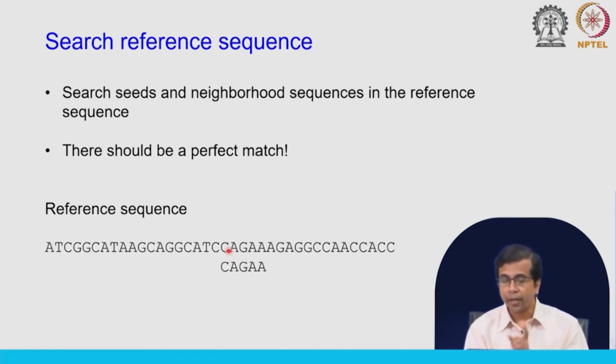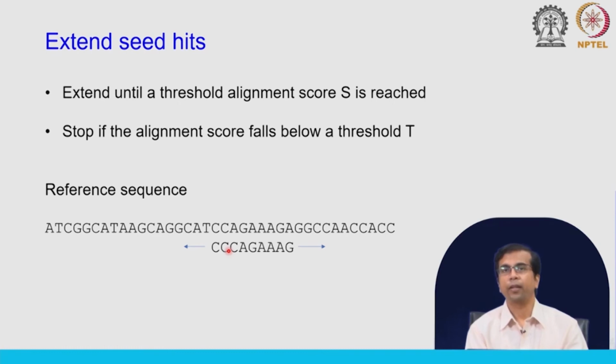Once we find this match, we extend in both directions, and we extend until we cross this alignment score S. If we cross this threshold score S, then we say we have found a match, we have mapped a read, and then we stop. When do we stop? After we have crossed the S.